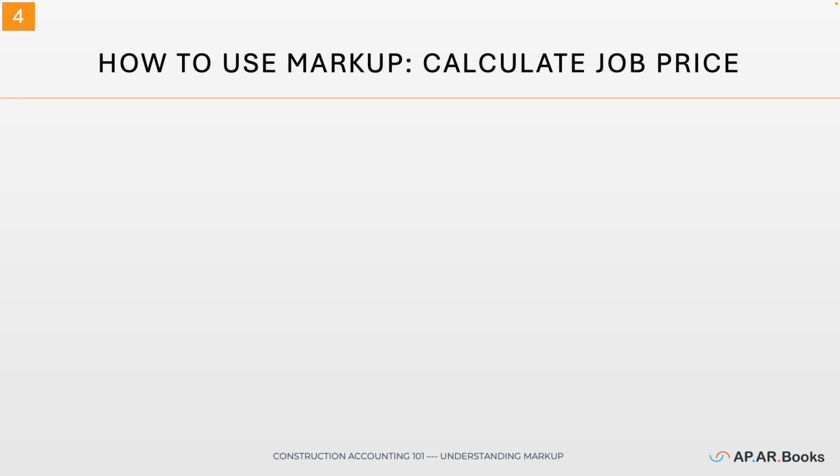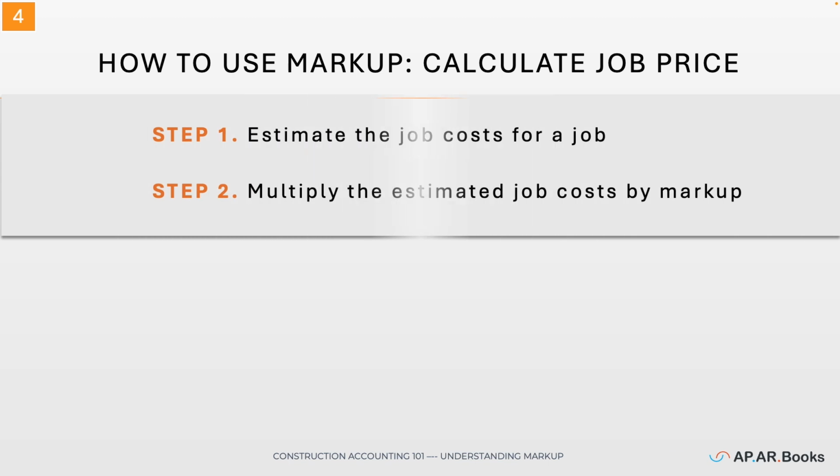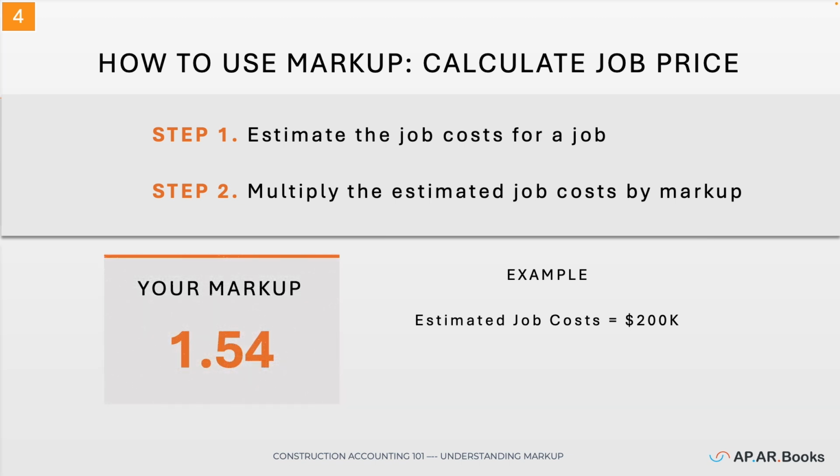How to use markup. Now that you know your markup, here's how to use it to price a job. Step 1, estimate your total job cost. That includes labor, materials, and any direct expenses. Step 2, multiply that number by your markup. In this example, your job costs are $200,000 and your markup is 1.54. So your job price would be $200,000 times 1.54 equals $307,690. That's the number you quote to your client, and it covers your costs, overhead, and your target profit.